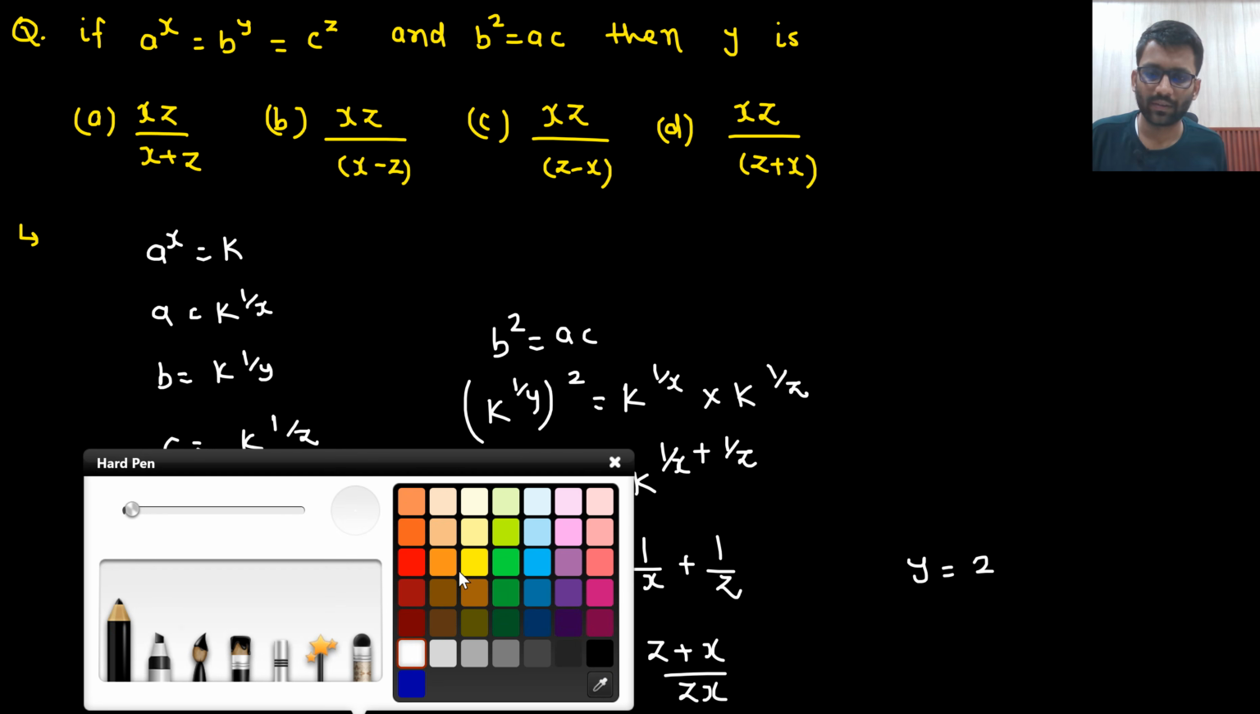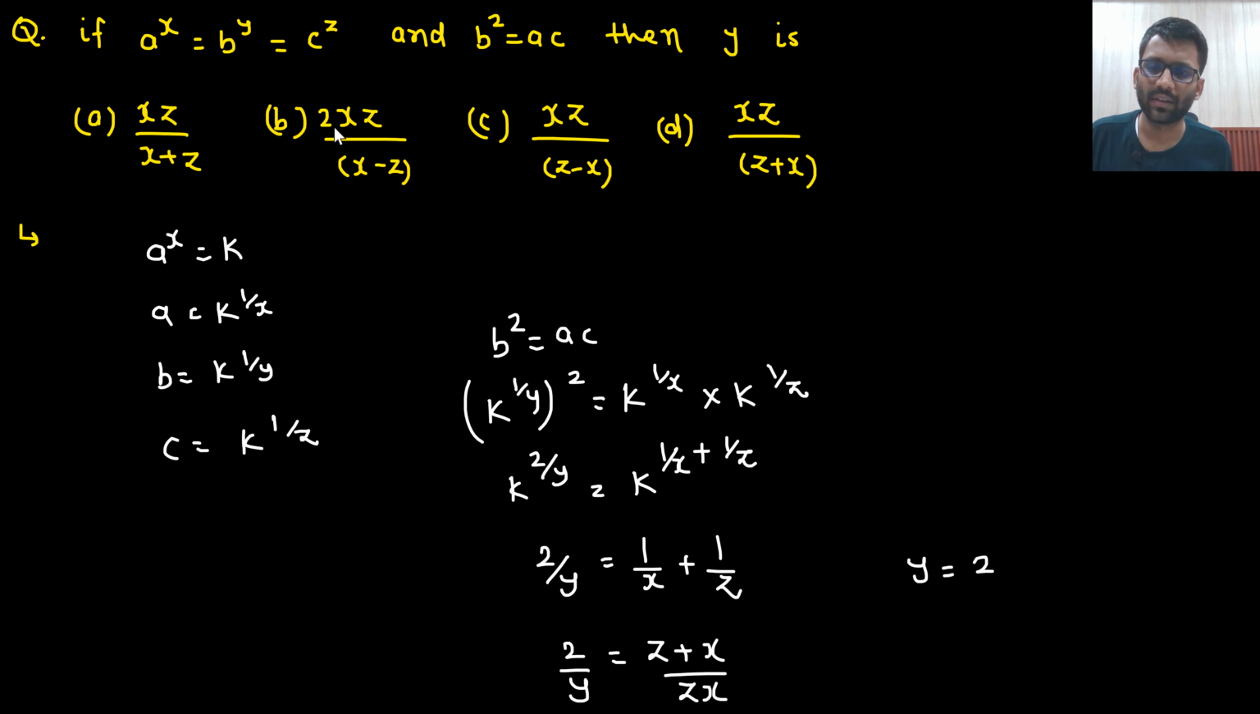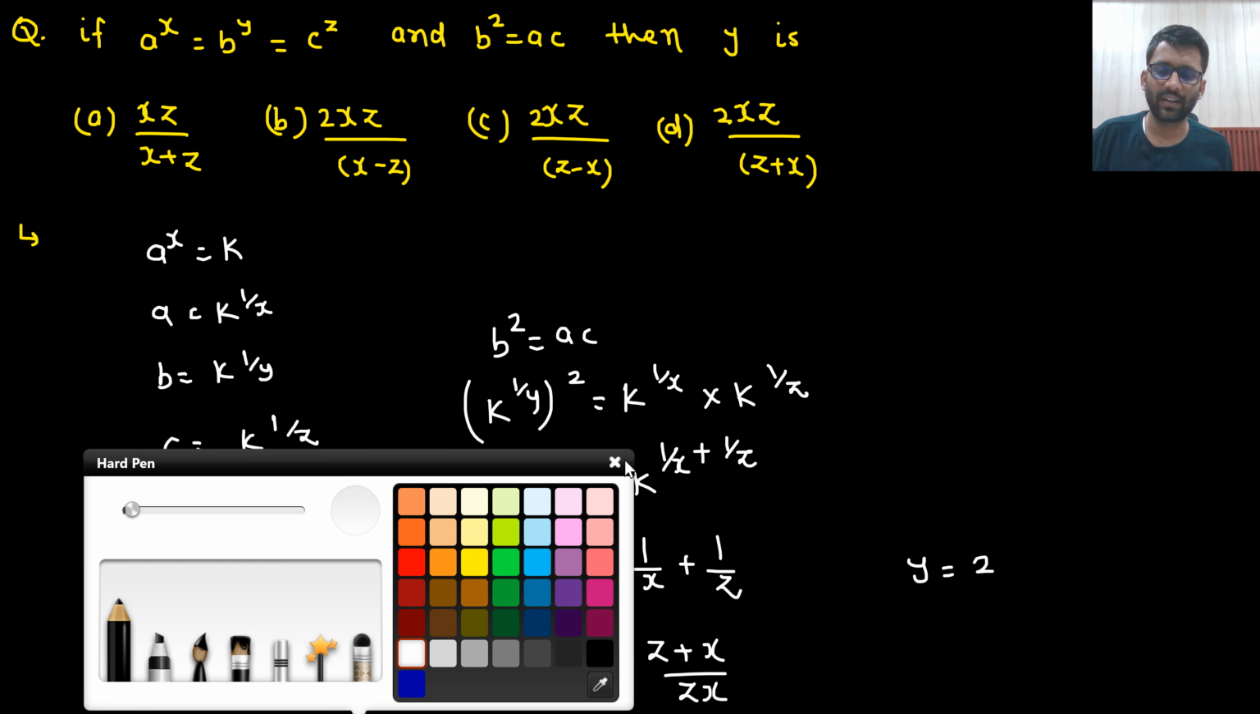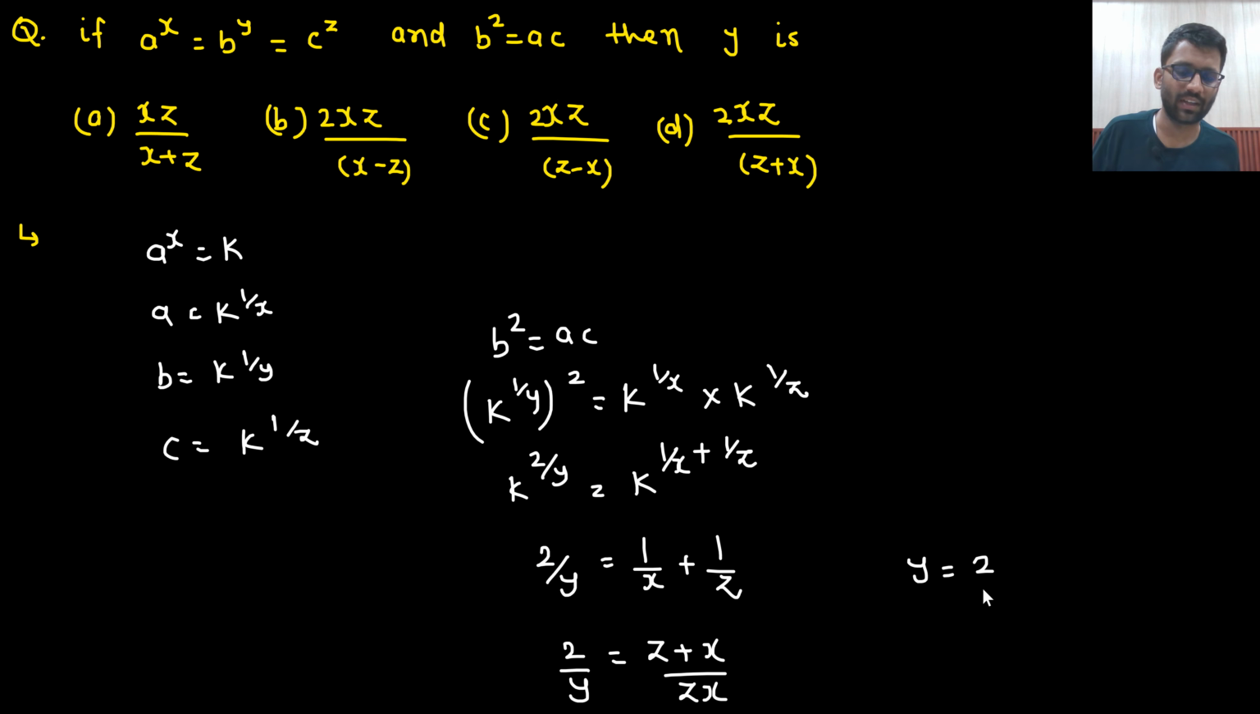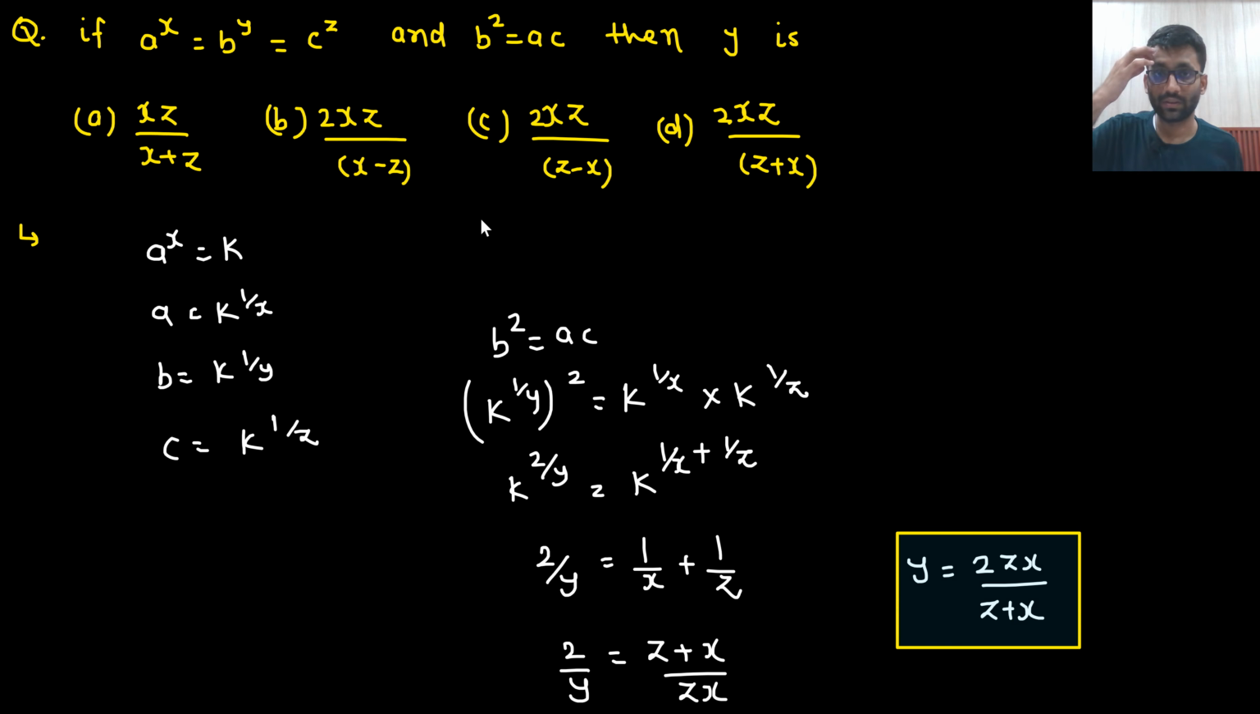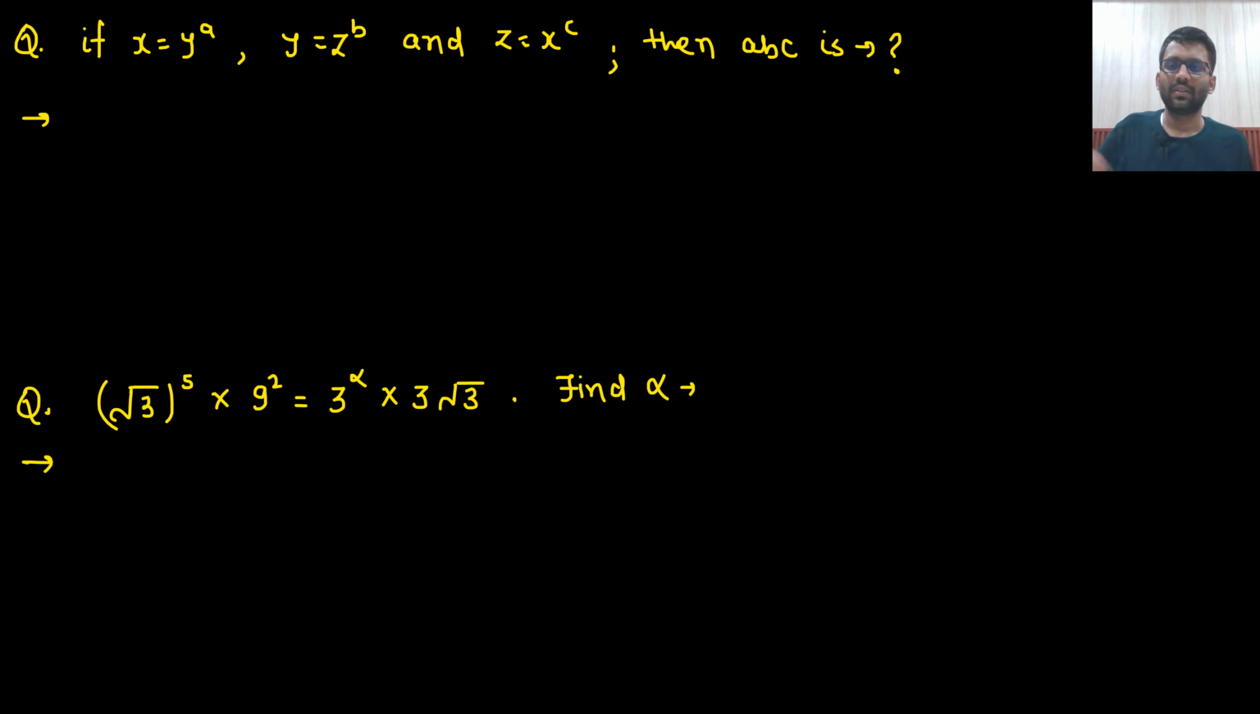This should come upward, this 2 should come here. Okay, this is the error in the option. So what is the value of y we are getting? I'm really sorry if some guys would have wasted their time here. 2zx upon z plus x. This is what we are getting, 2zx upon z plus x. Okay, let's see the next one.